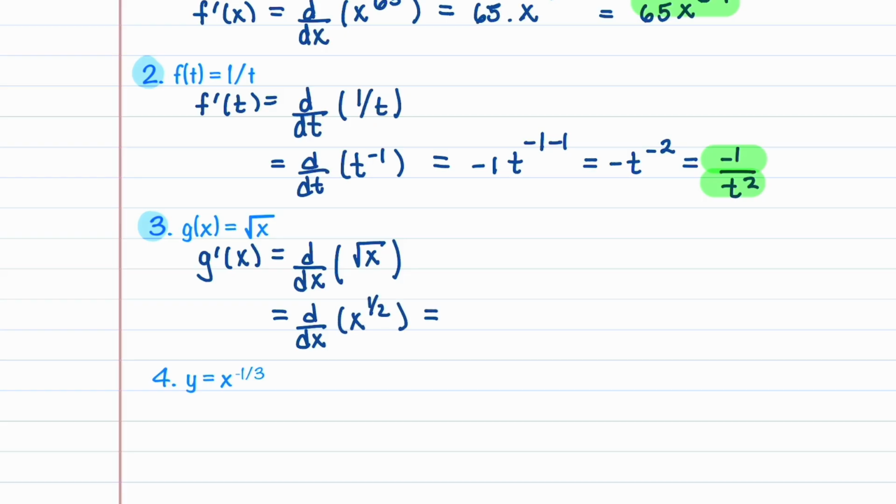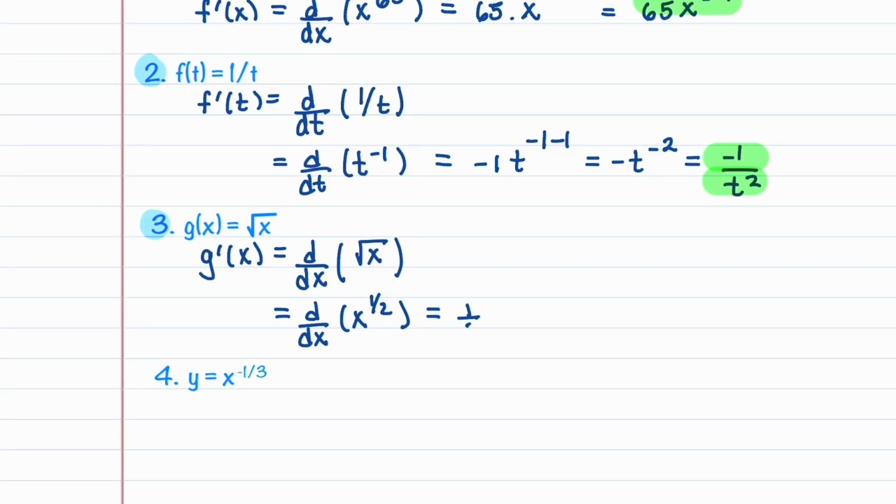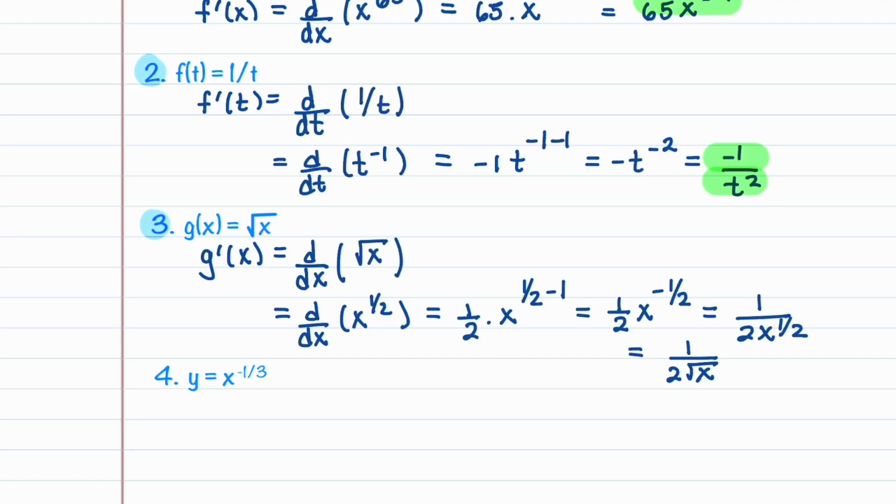Now we can go ahead and apply the power rule. We bring down the exponent, and then we have x to the 1/2 minus 1. This is 1/2 x to the minus 1/2, which is 1 all over 2 times x to the 1/2. I'm bringing that power down in the denominator. Now then, let's write our answer as 1 over 2 square root of x, because we had a square root of x in our original function. And that's our final answer.